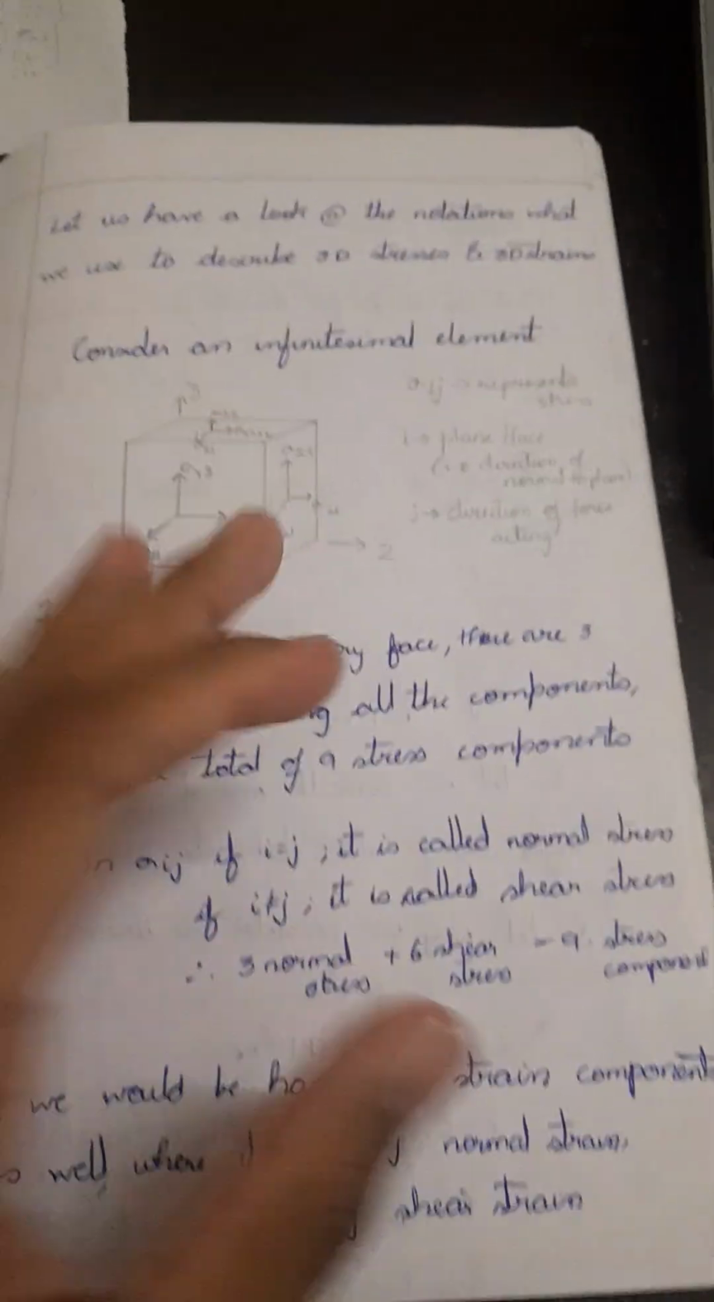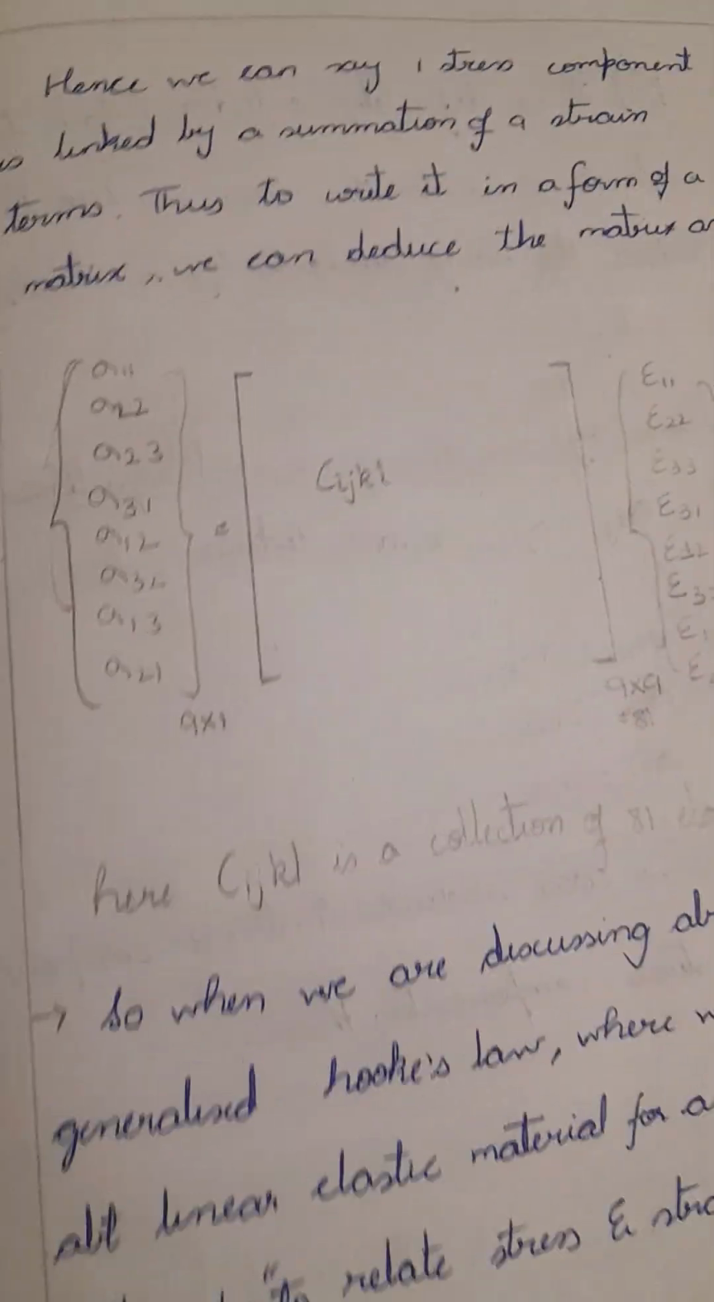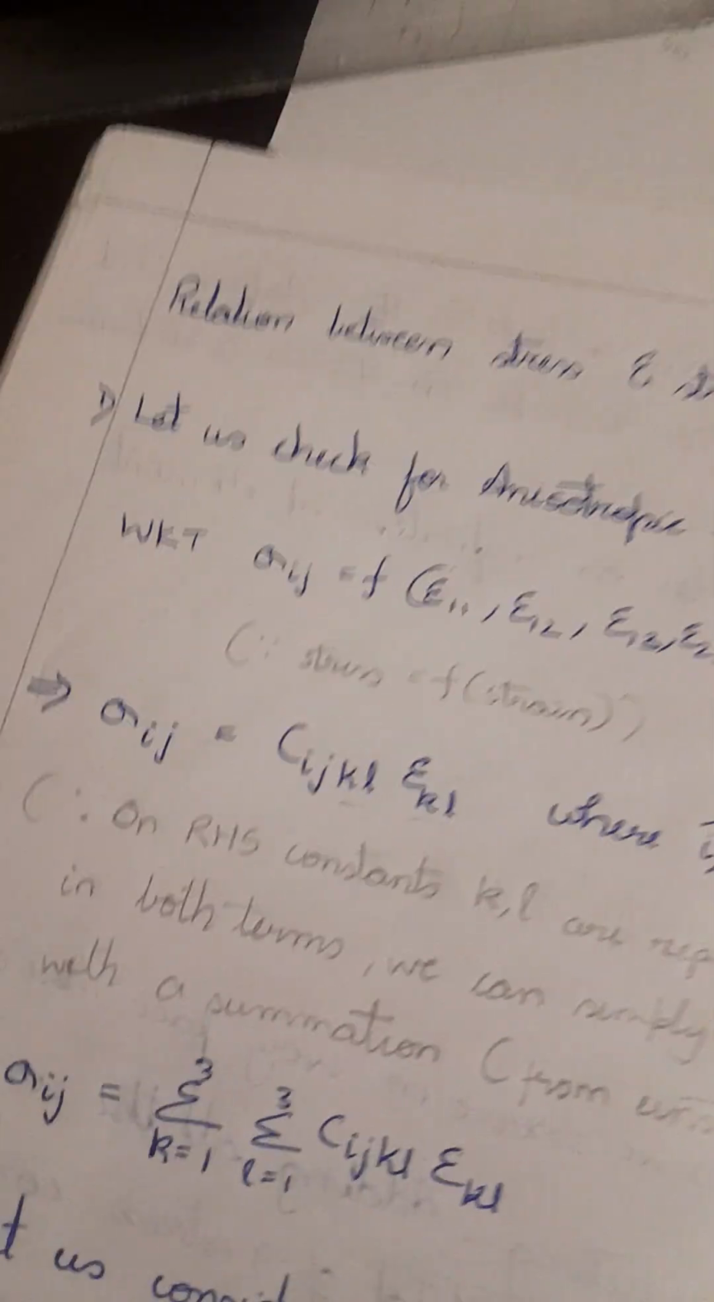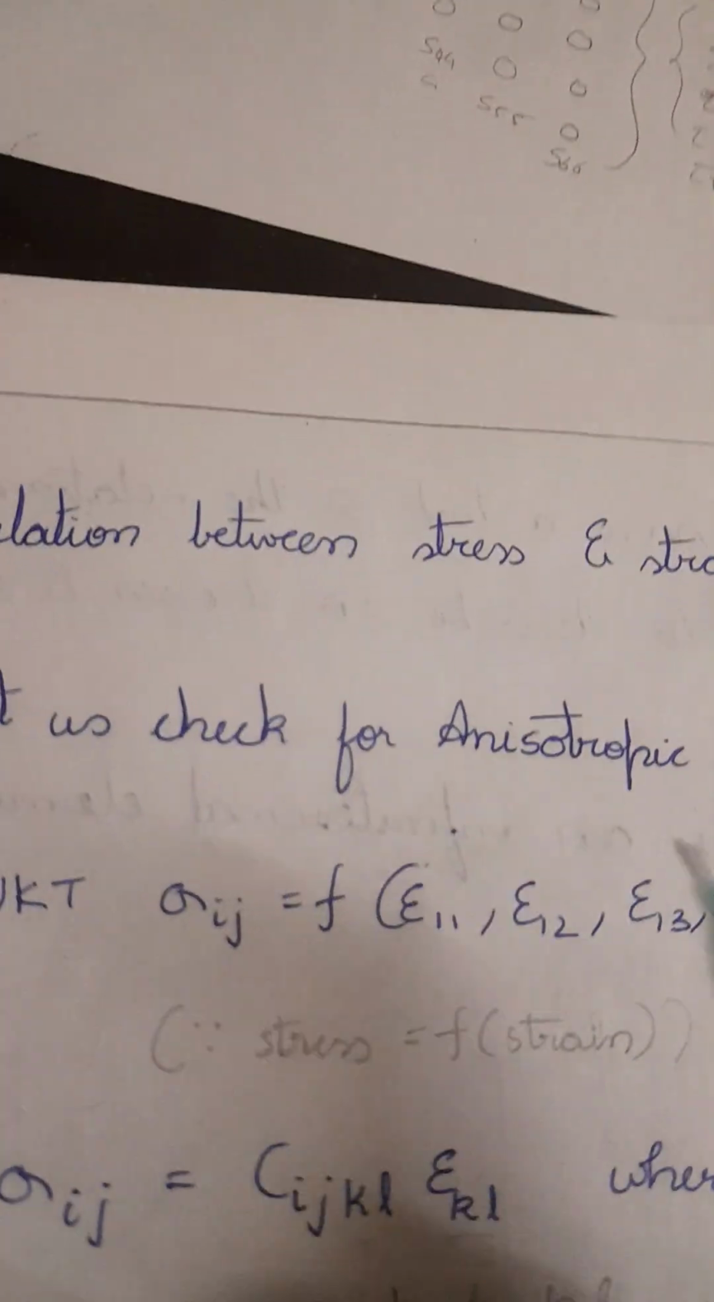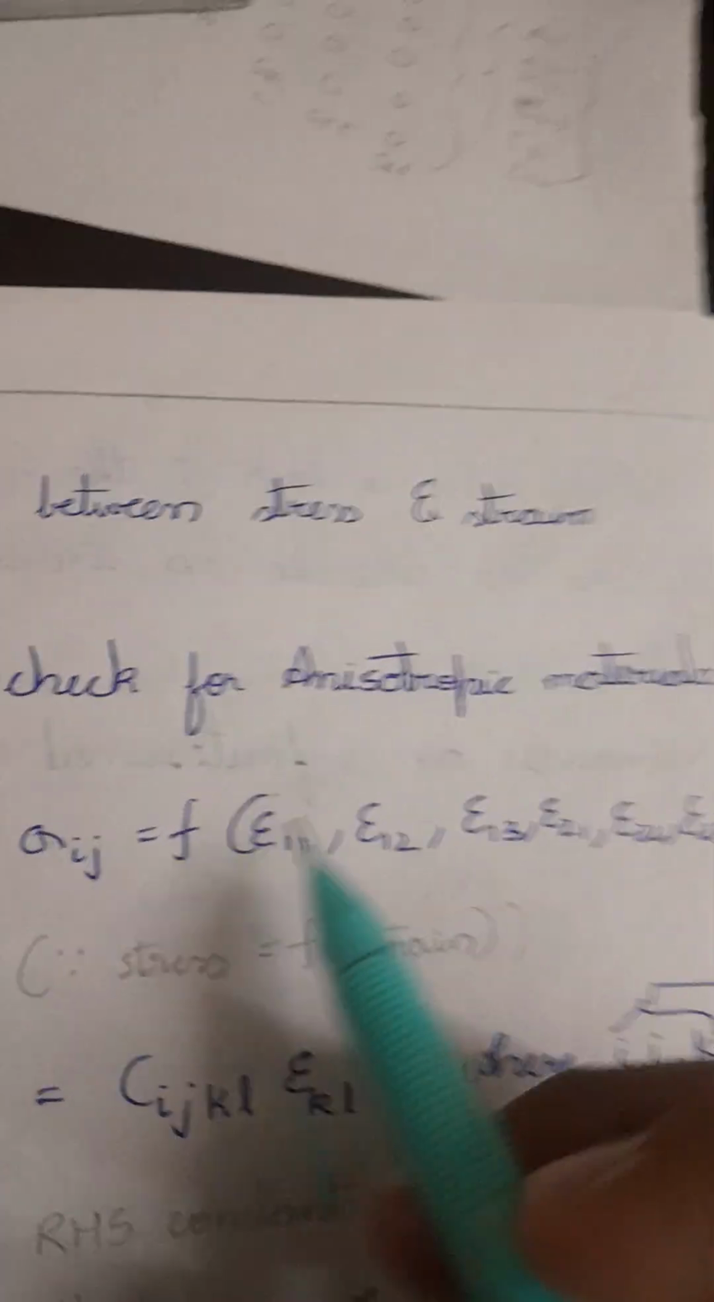So similarly, we would also be having 9 strain components. So this is a basic analysis of the cube we consider. Now, from Hooke's law, what I already told, we know that stress is directly proportional to strain, right? So I would write my stress as a function of strain, right?